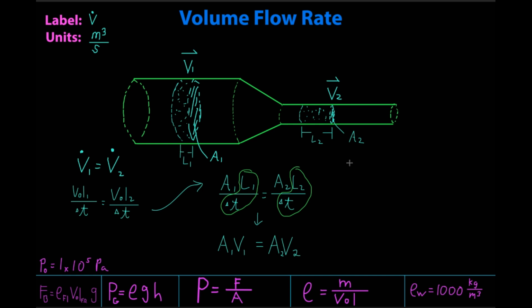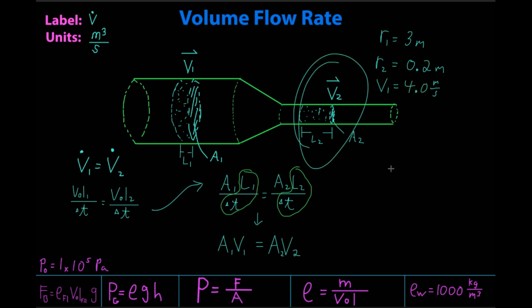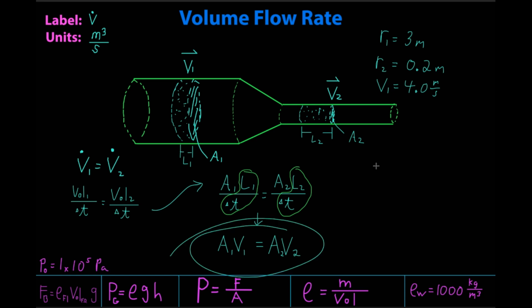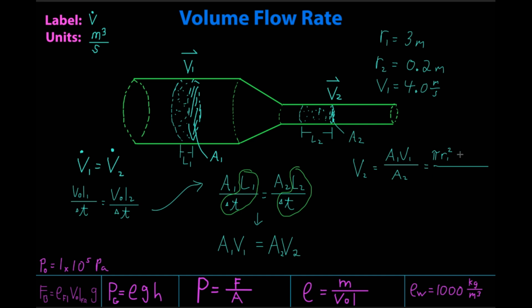Let's do this with some actual numbers to get the point across. Let's say radius 1 is 3 meters, and radius 2 is 0.2 meters. And velocity 1 is 4. So the question is, what is the velocity in pipe 2? First, I'll take the equation I just derived and rearrange it for V2. Area for a circle is pi r squared. V1 is 4 meters a second.